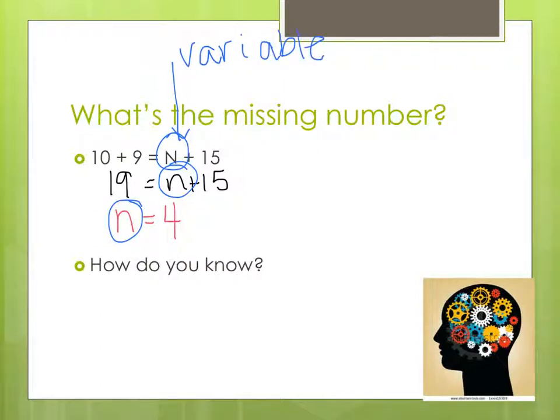You've been dealing with missing numbers since kindergarten. Back then, they may have put a box or a circle. As you get older, we replace those shapes with variables. It doesn't matter which letter they use. The number that makes the statement true is the correct answer for that problem.